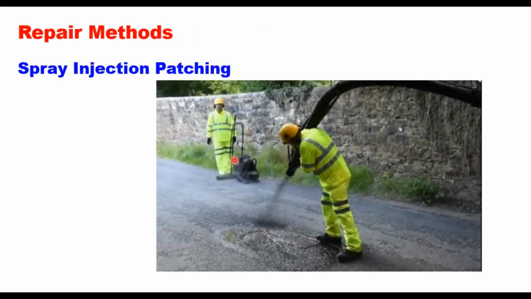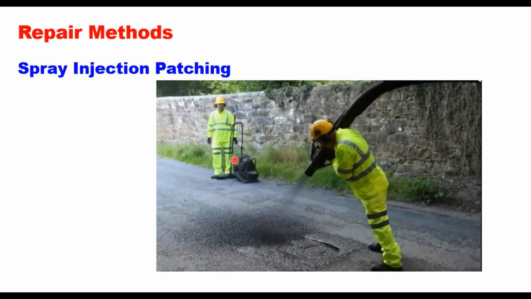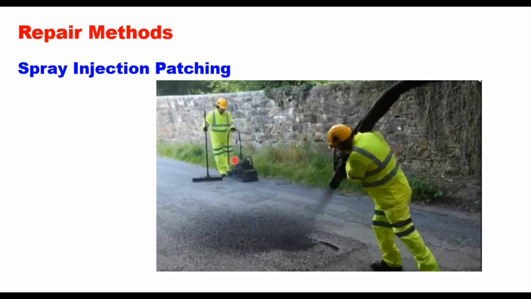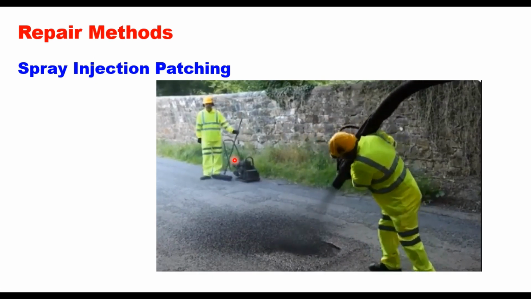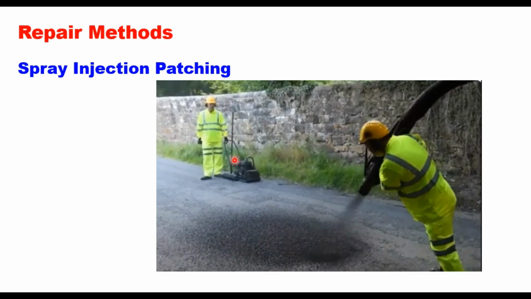spray injection patching. Now here a specialized machine sprays a mixture of asphalt emulsion and aggregate into the cleaned pothole without the need of compaction. The material is applied in layers with each layer being air blown into place. So these are four methods which can be used to repair pothole.